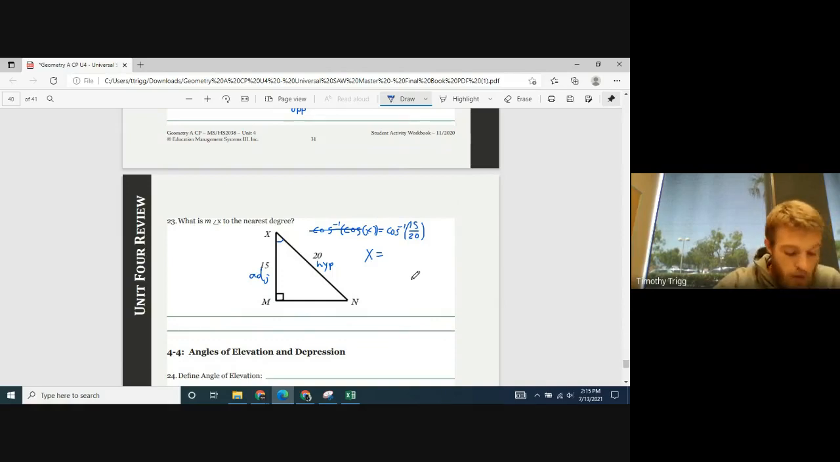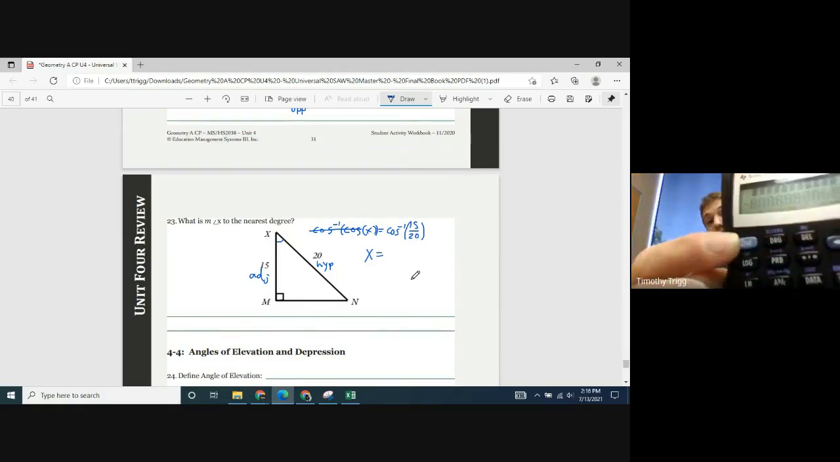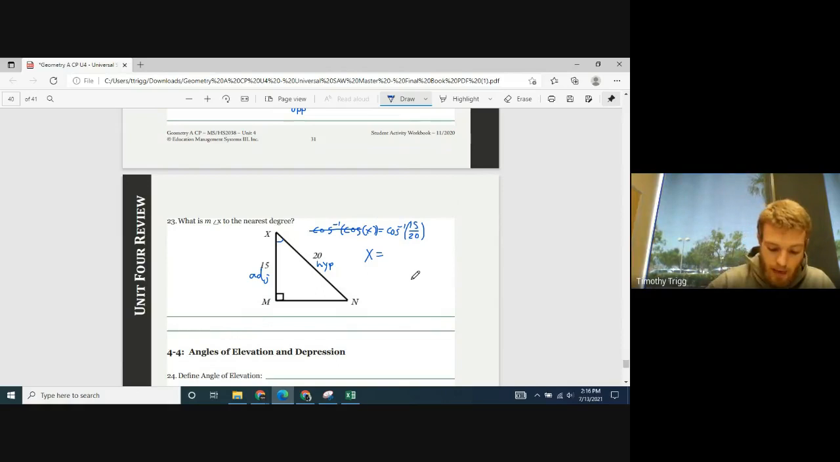So in order to get to cosine inverse on most calculators, including this one, you're going to have to press the second button. So you press the second. For me, it's second. Then I press cosine. And you should be able to see on your calculator, it gives you cosine inverse. Then I'll do 15 over 20. And that gives me that this angle to the nearest degree is 41 degrees. Okay.